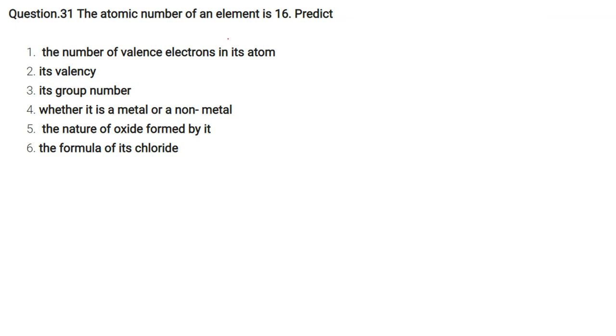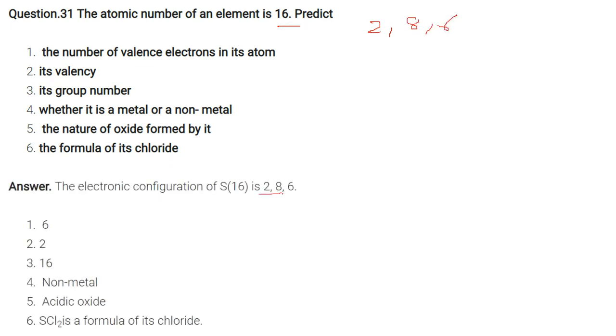The atomic number of an element is 16. You have to predict the number of valence electrons in its atom. So 16 is 2, 8, 6. That is the configuration: 2, 8, 6. The number of valence electrons is 6. The valency will be 8 minus 6, that is 2.